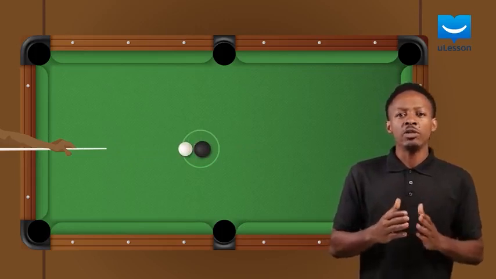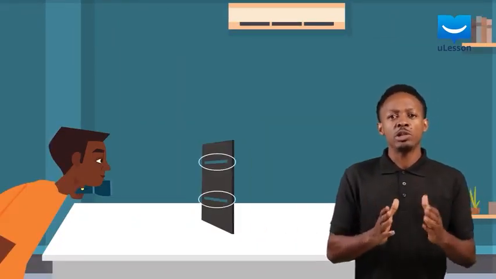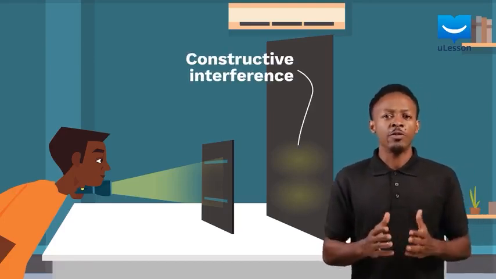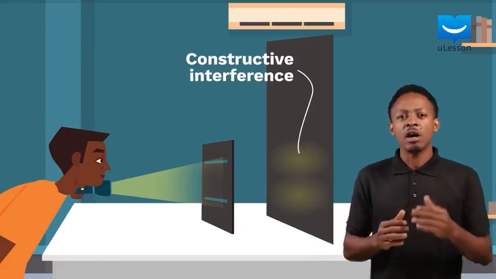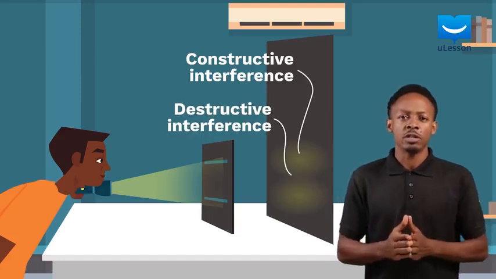Also, when you pass light through two tiny openings called slits with some distance between them and place a screen behind the slits, you will notice a bright and dark pattern on the screen. These patterns are created as a result of light interfering after being diffracted. So the areas with bright patterns are the constructive interference and the dark patterns are destructive interference.